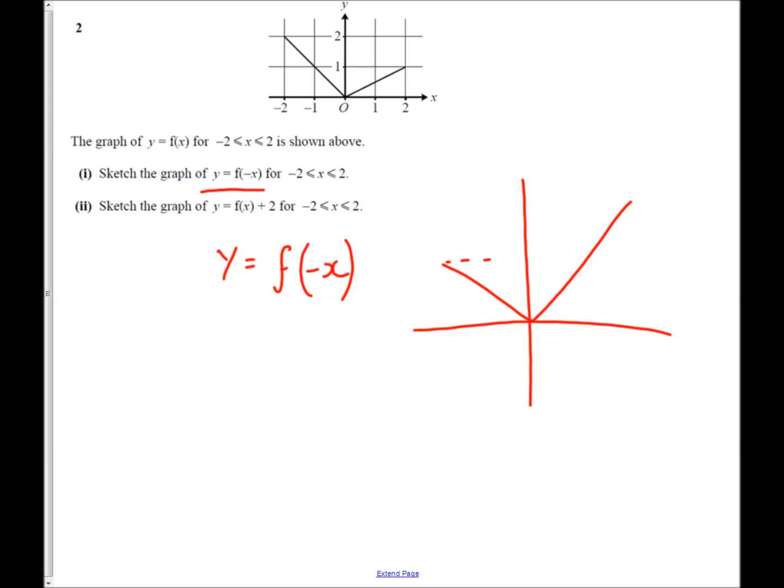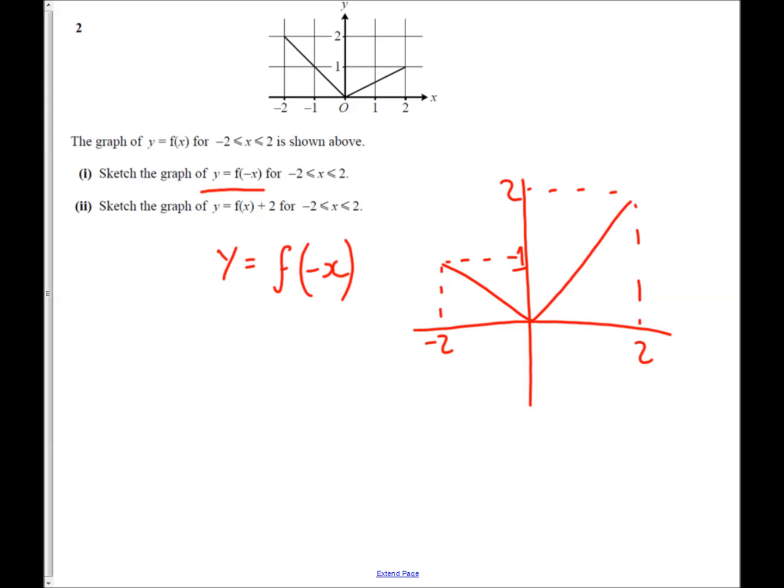And then I can show my key values, so I can say that this is 1, minus 2, and that this is 2, 2. And you can see that if I reflect this graph, this line here is going to end up going up here instead, and my line down here at the bottom is going to end up going like this. So just reflected in the y-axis. This sort of question is really nice and easy if you learn your transformations.